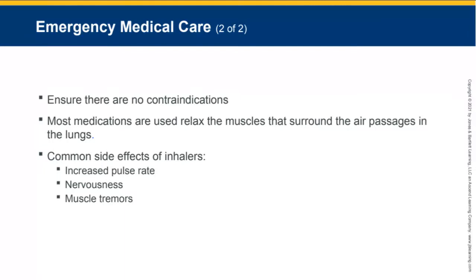Most respiratory inhalation medications are used to relax the smooth muscles that surround the air passages in the lung, so it leads to dilation of these airways. But as a side effect, it may cause increased pulse rate, nervousness, and muscle tremors. The medication from a metered-dose inhaler is delivered through the respiratory tract and into the lungs. There are a number of skill drills that you will be able to do in order to know how to properly help a patient with these devices.